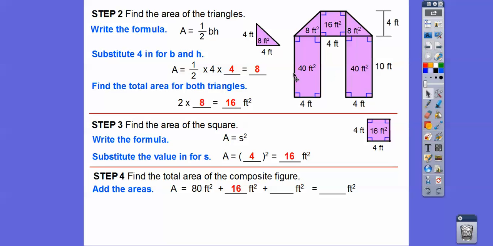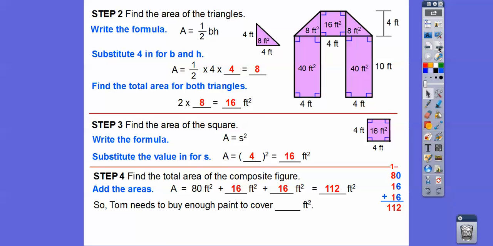Okay, and then this square right here is also 16, so we're going to add up 80 plus 16 plus 16. Okay, so I did that over here. 6 and 6 is 12. We'll carry the 1 and put the 2 down there, and then 1 plus 8 is 9, 10, 11, so we get 112 feet squared. Okay, so Tom needs to buy enough paint to cover 112 feet squared.